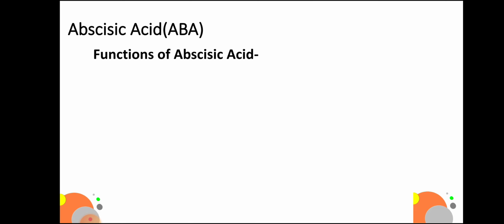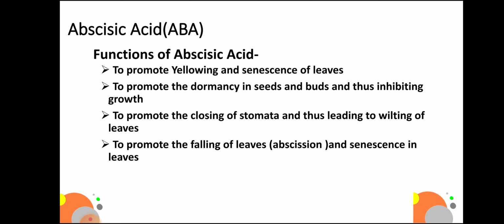The functions of the next hormone, that is abscisic acid or ABA, are to promote yellowing and senescence of leaves, to promote the dormancy in seeds and buds and thus inhibiting the growth, to promote the closing of stomata and thus leading to wilting of leaves, and to promote the falling of leaves, abscission and senescence in leaves.